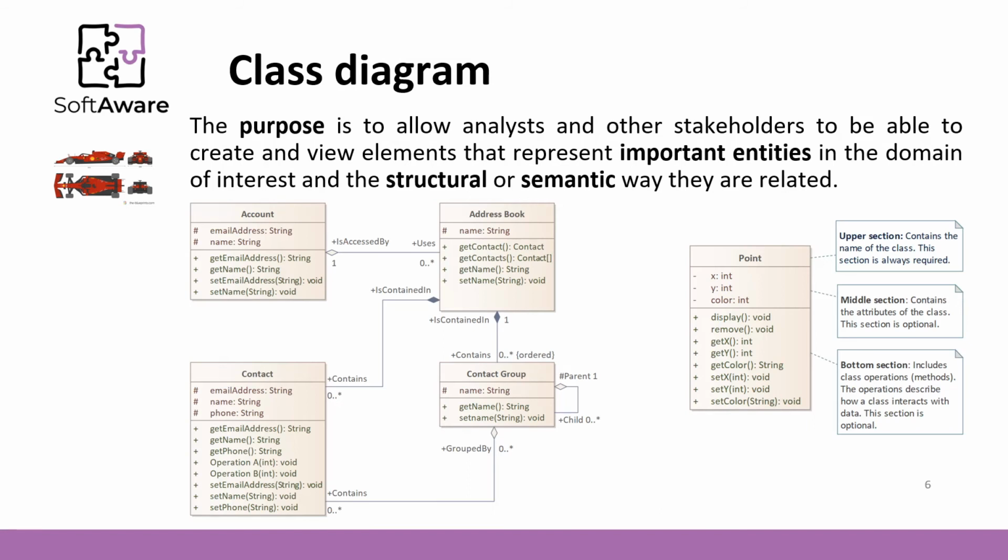Class diagrams. Class diagrams are used when developing an object-oriented system model to show the classes in a system and the associations between these classes. The purpose is to allow analysts and other stakeholders to be able to create and view elements that represent important entities in the domain of interest and the structural or semantic way they are related. The relationships are added to show how elements relate to each other and can be adorned with multiplicities and role names to describe these relationships in more detail.